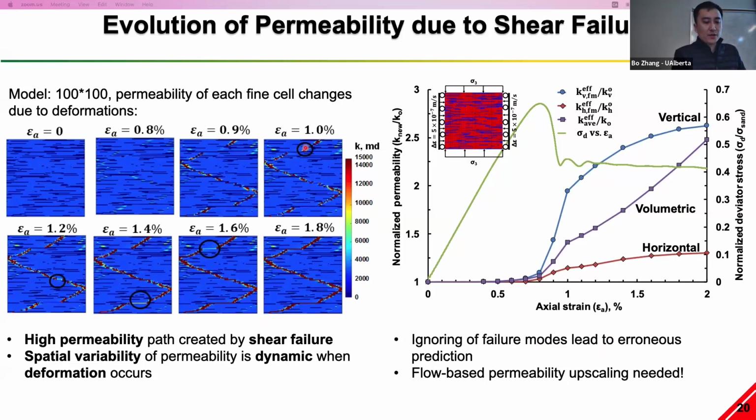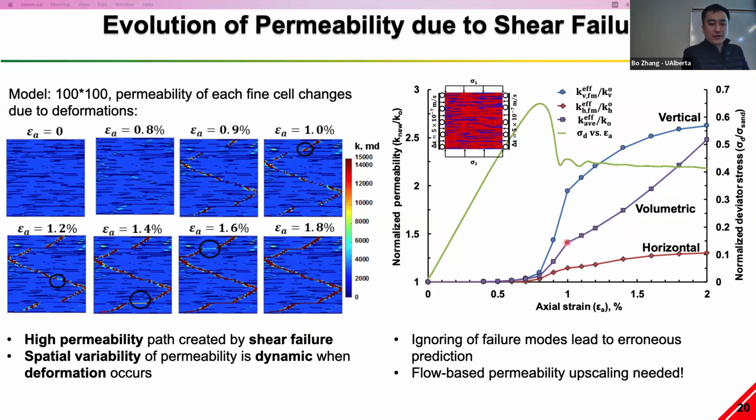So as we can see here, with the increase of the axial strain, the sample will start to form a shear band, as it shows here. So there is going to be a high permeability flow path that is created by the shear failure. And the spatial variability of the permeability is going to be dynamic when the deformation occurs, right?